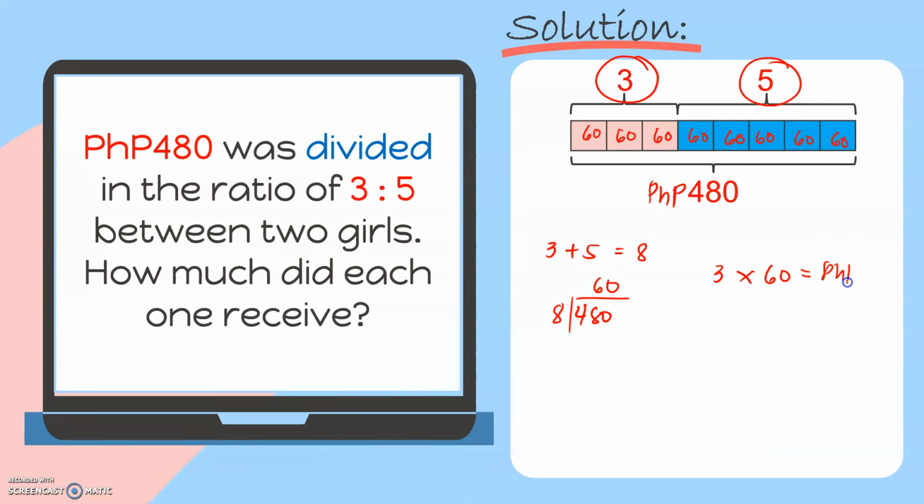That will give us 180 pesos. So that means the first girl, who will get 3 parts, will receive 180 pesos. And the other one, who will get 5 parts, will receive 300 pesos. And when you sum it up, that will be equal to 480, which is our whole.